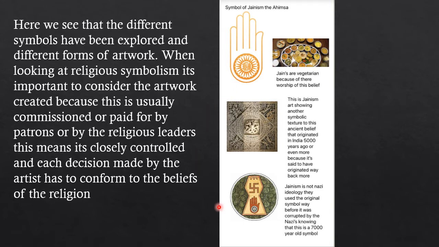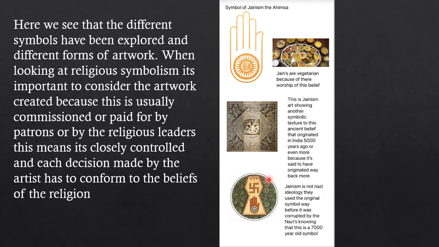Now, a lot of you will probably be drawn down here to this one symbol, which most of you will know as a swastika. As you probably know, the swastika is the opposite direction to this, but it's kind of ironic that one of the most peaceful religions in the world would have a similar symbol to the swastika used by the Nazi regime.